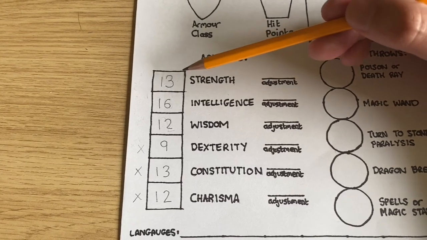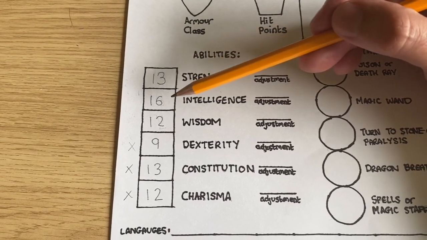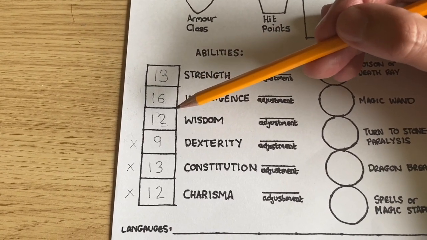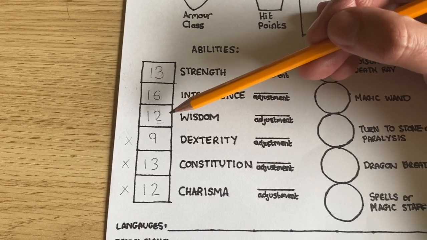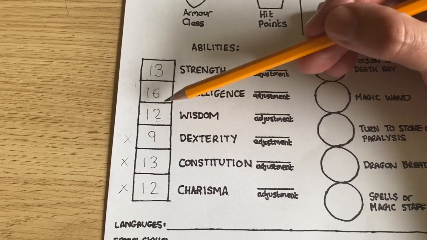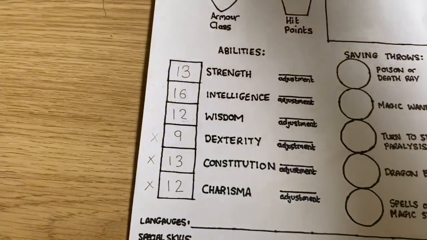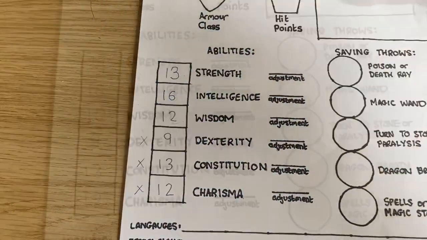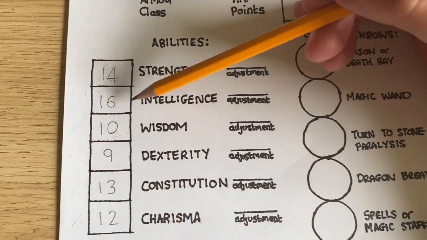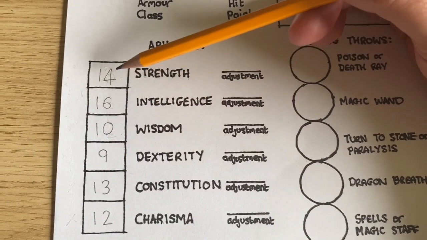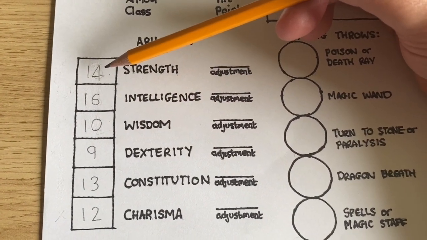And because our primary requisite is strength and intelligence, what I'm going to do is exchange 2 points of wisdom for a further point in strength. Now we have a wisdom score of 10 and we have a strength score of 14.